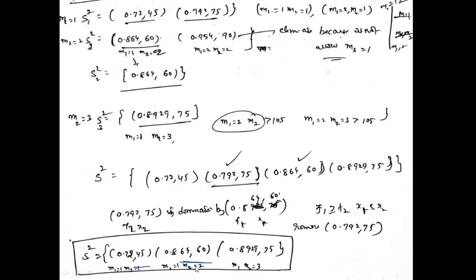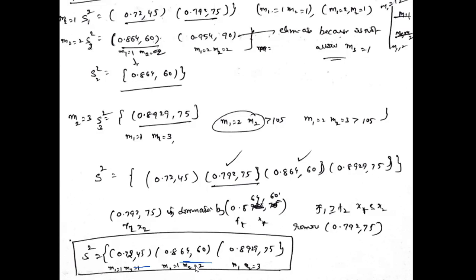So by using the dominance rule, you are removing (0.94, 90). That means you can discard M1 equal to 2, M2 equal to 2. Because suppose in the first stage you are taking two devices, in the second stage two devices, and in the third stage a single device, you cannot take the single device because the total cost of the system is limited to 105.